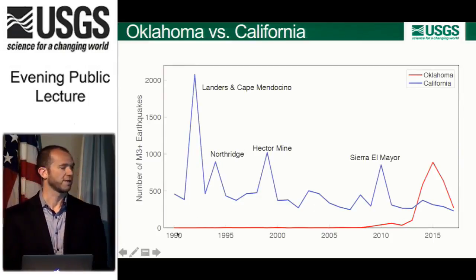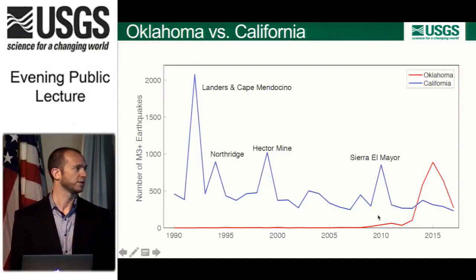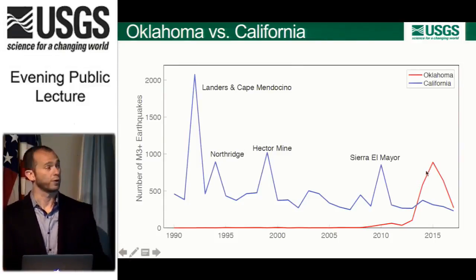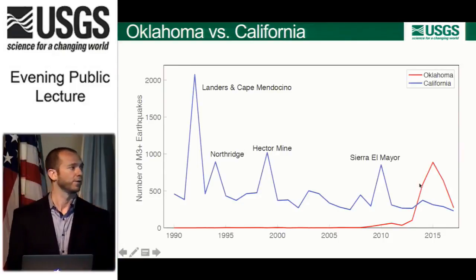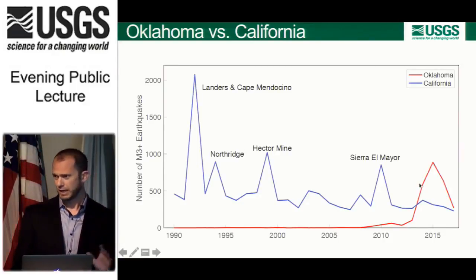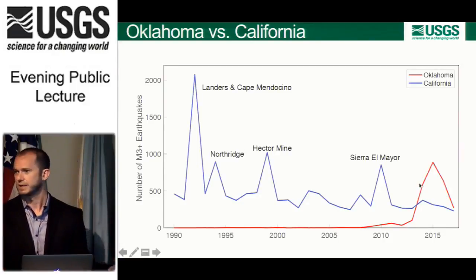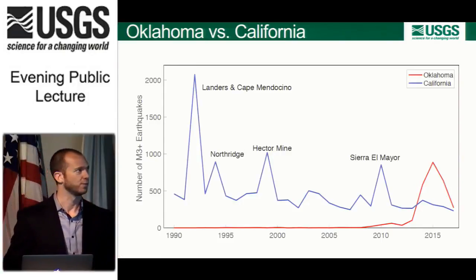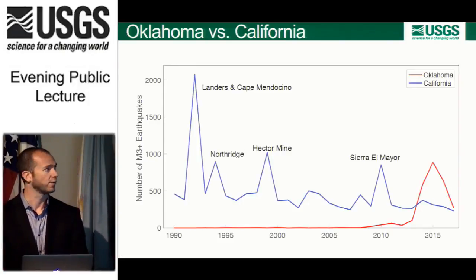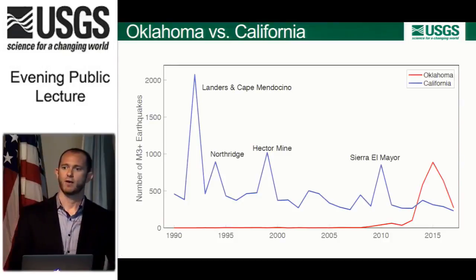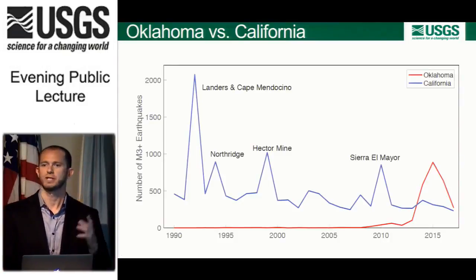Oklahoma, on the other hand, is averaging about 1 or 2 earthquakes a year until 2008 when it starts creeping up. And then in 2014, it surpassed California. And for the last 4 years, it's been higher than the earthquake rate in California. Right now, the projection for 2018 is that we expect the earthquake rate to be very similar in both California and Oklahoma.